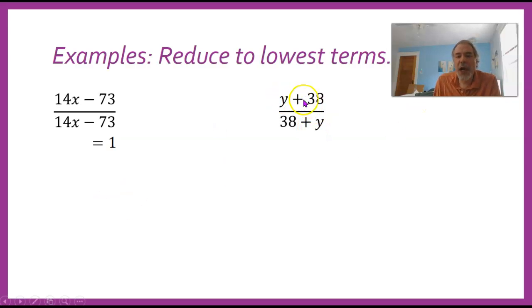How about this one? y plus 38 over 38 plus y. Do we have the same thing on top and on the bottom here? Well, yeah, we really pretty much do. With addition, the order doesn't matter. So 38 plus y really is the same thing as y plus 38. And then y plus 38 divided by y plus 38 is just 1.